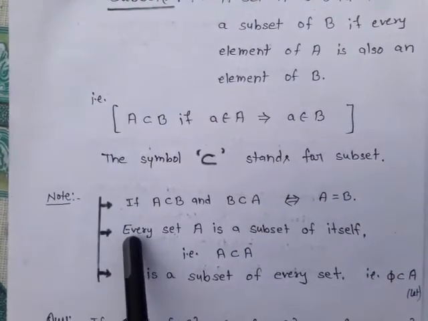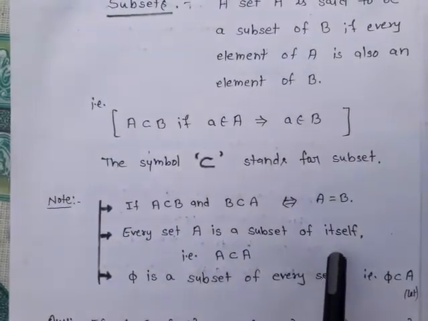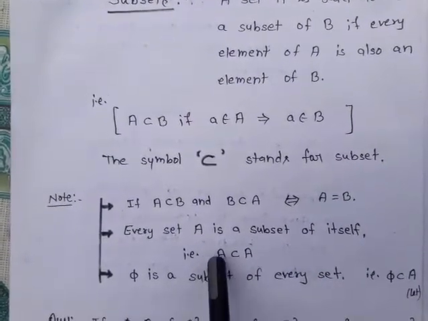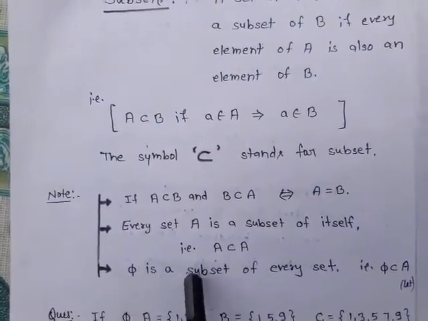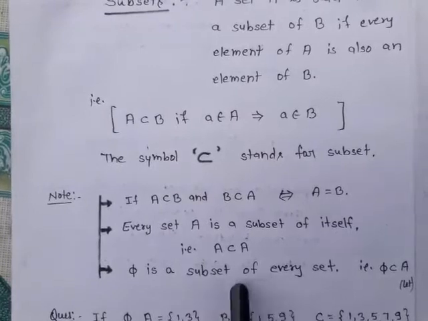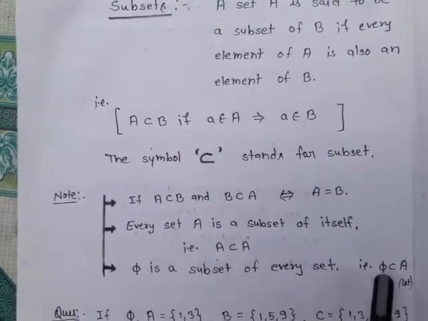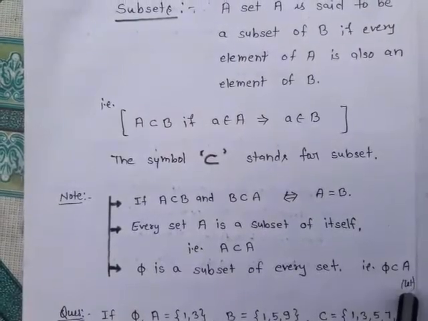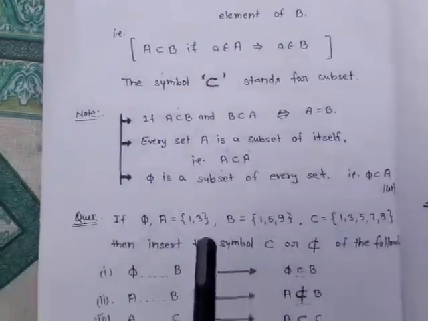Your second notation is every set A is a subset of itself. That is, every set is a subset of itself, A is a subset of A. Now the third point is phi is a subset of every set. That is, the null set is a subset of every set. Phi is a subset of A where A is any set. Now using this you can solve one question.